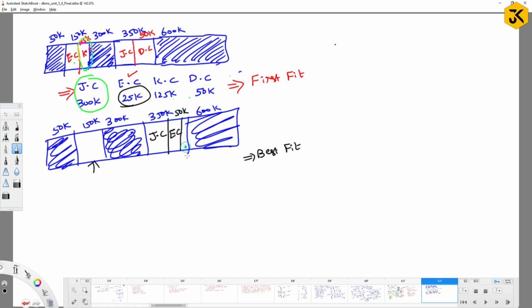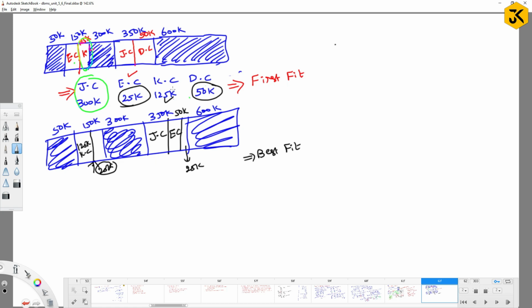If I place E dot C here, the remaining is again 25k, right? So that is the best fit technique. The next request is 125k. Where am I going to place 125k? Definitely I can accommodate it here only, that is K dot C. The next remaining is 125k, and the remaining space here is 25k. Okay, next you got the request as 50k with the name D dot C.